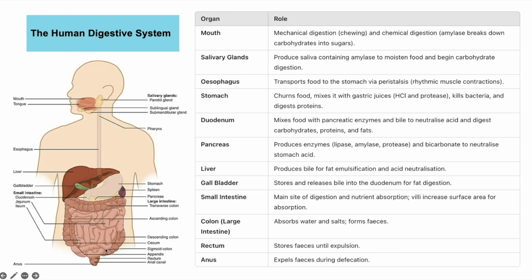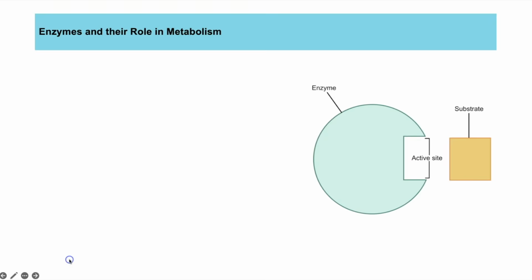And this is where water is absorbed. So that's the main role of the large intestines. And then anything that hasn't been absorbed then gets stored in the rectum, and then eventually it is released from the body as feces through the anus.